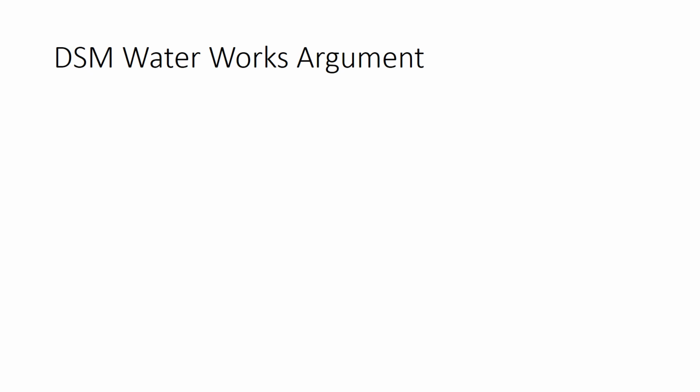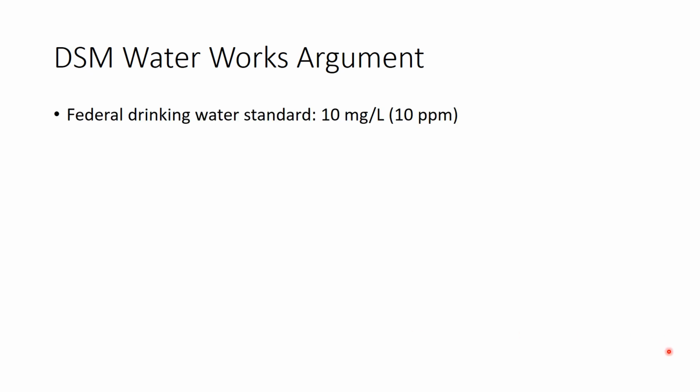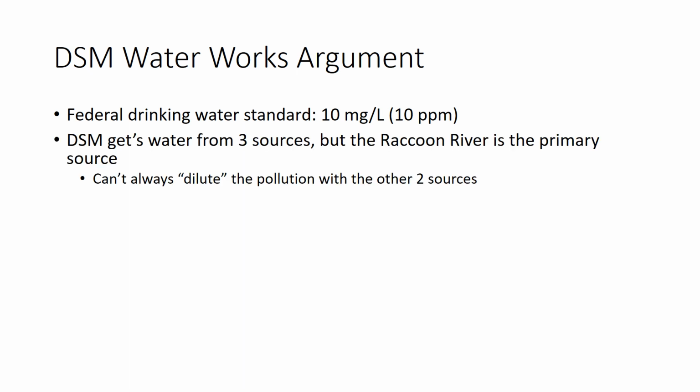All right, so on the Des Moines Waterworks side, their argument was that they have to meet the federal drinking water standard. They have no choice but to filter out that nitrate to provide safe drinking water to the citizens of the Des Moines area. And they get their water from three sources, but the Raccoon River is the primary source. They also pull water from the Des Moines River, and they also pull water from groundwater.